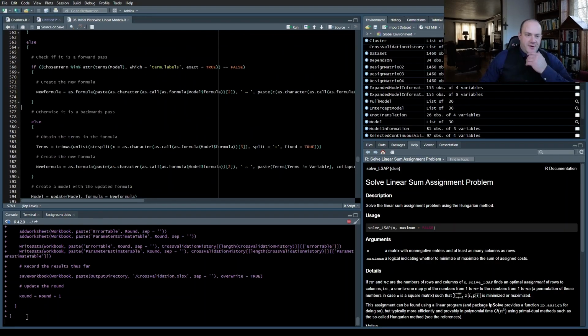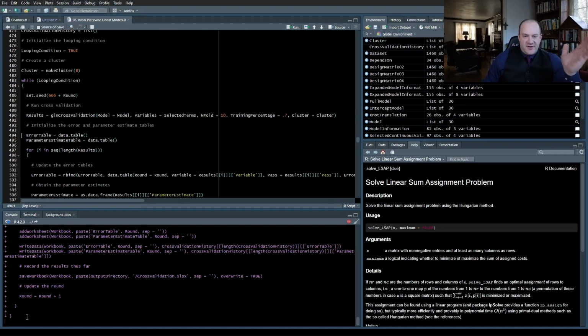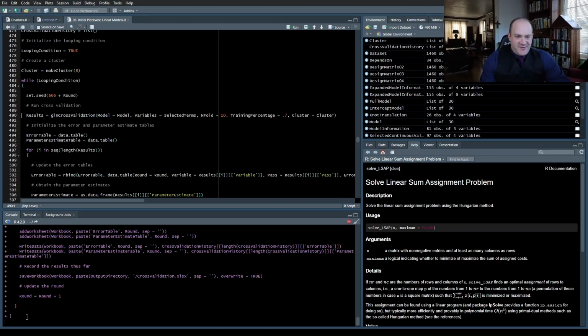So what's going on inside this loop? Well, we are running rounds of cross-validation. Each round splits the data 70, 30, so 0.7, and it does that 10 times. It's going to build a model, apply the model on unseen data, and record the error. Then it's going to do that, like I said, 10 times.